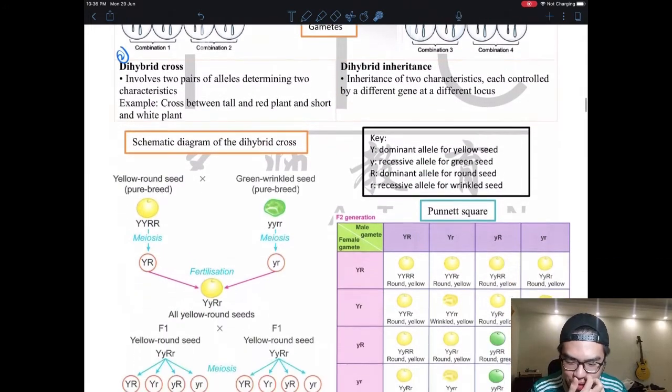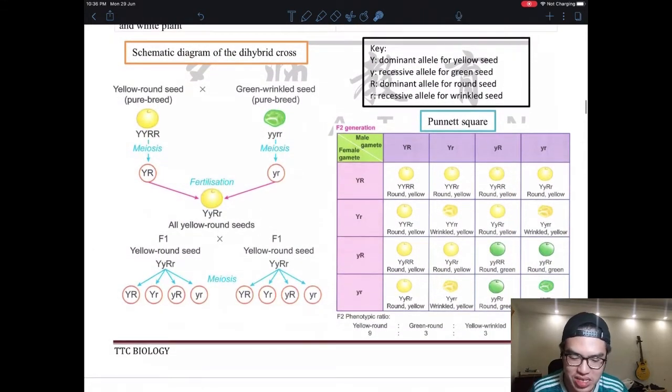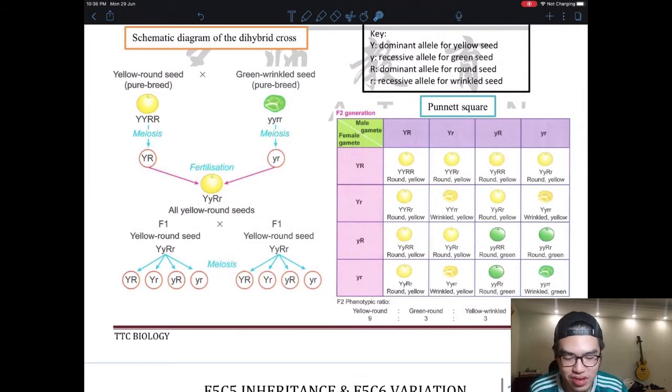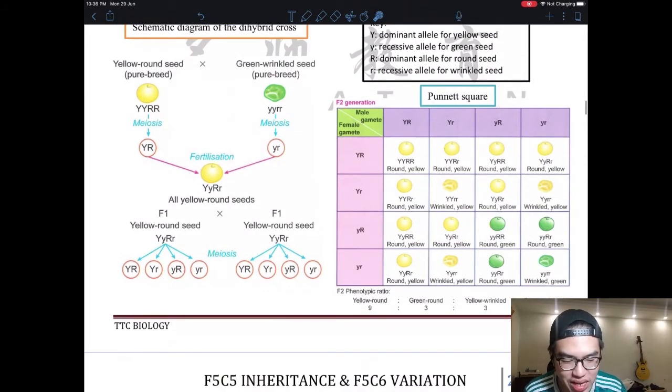This one is a bit more confusing. This time he used yellow and round seeds, because they are easy to see. Yellow pure breed means both are big Y, and round pure breed means both are big R. Everything is dominant here. This is the perfect gene. And then this one is all the weak genes: small r and small y, which means green and wrinkled. Green is recessive, wrinkled is recessive. So when you cross them, this is a bit confusing now.